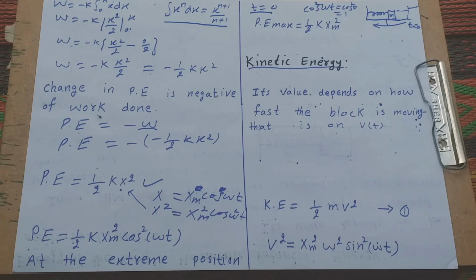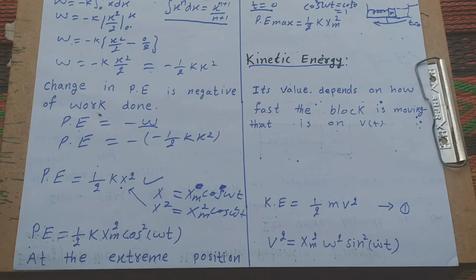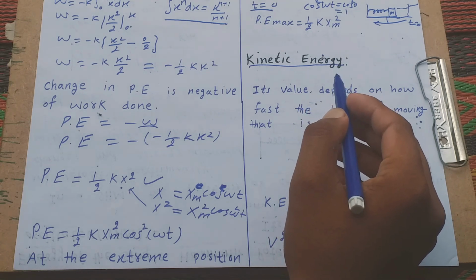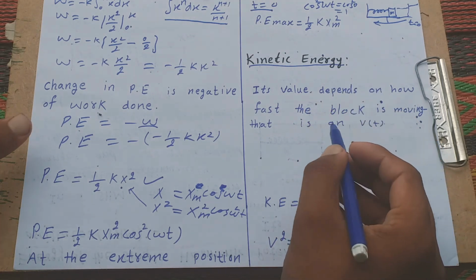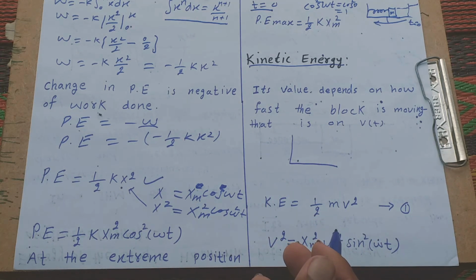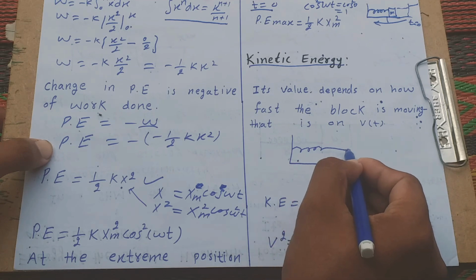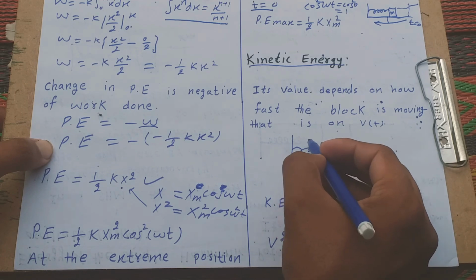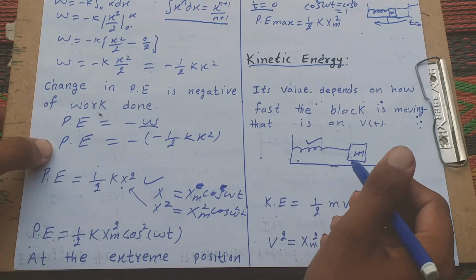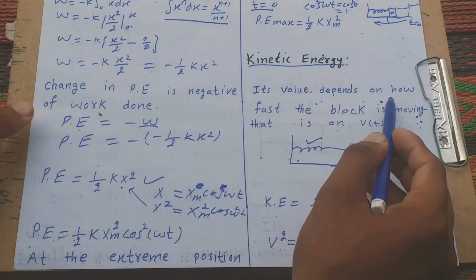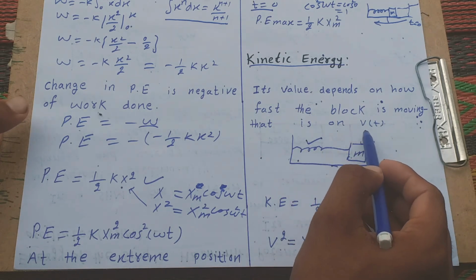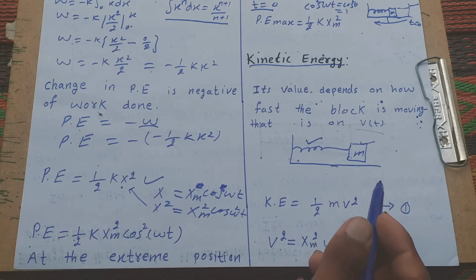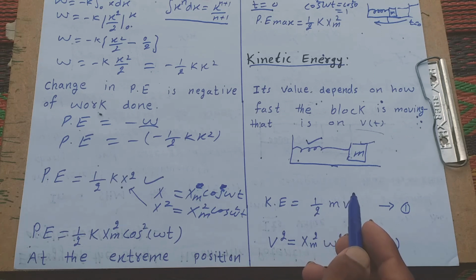What is kinetic energy? The kinetic energy of the system in the figure is associated entirely with the block. This is the block, and potential energy depends on the spring and kinetic energy depends on the block. Its value depends on how fast the block is moving, that is on v with respect to time. How fast the block is, then we observe kinetic energy due to the changing of velocity.